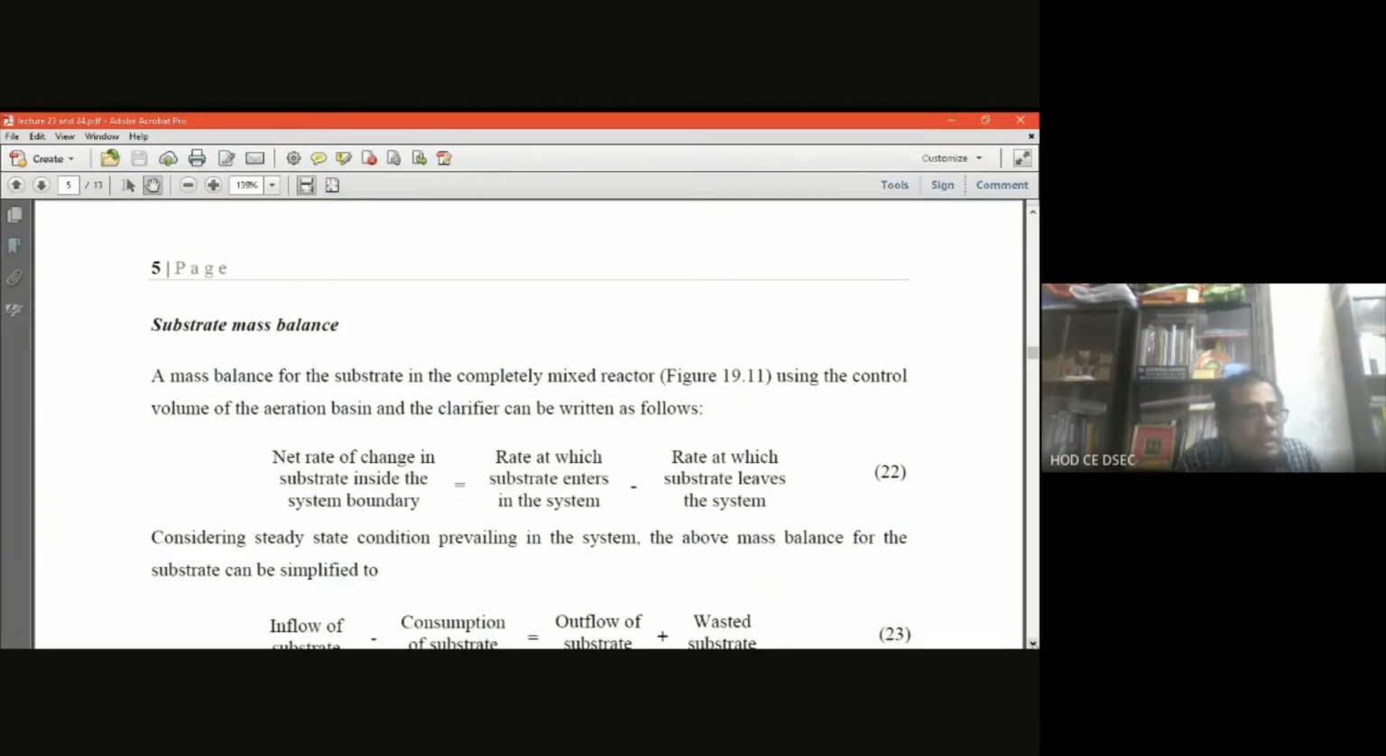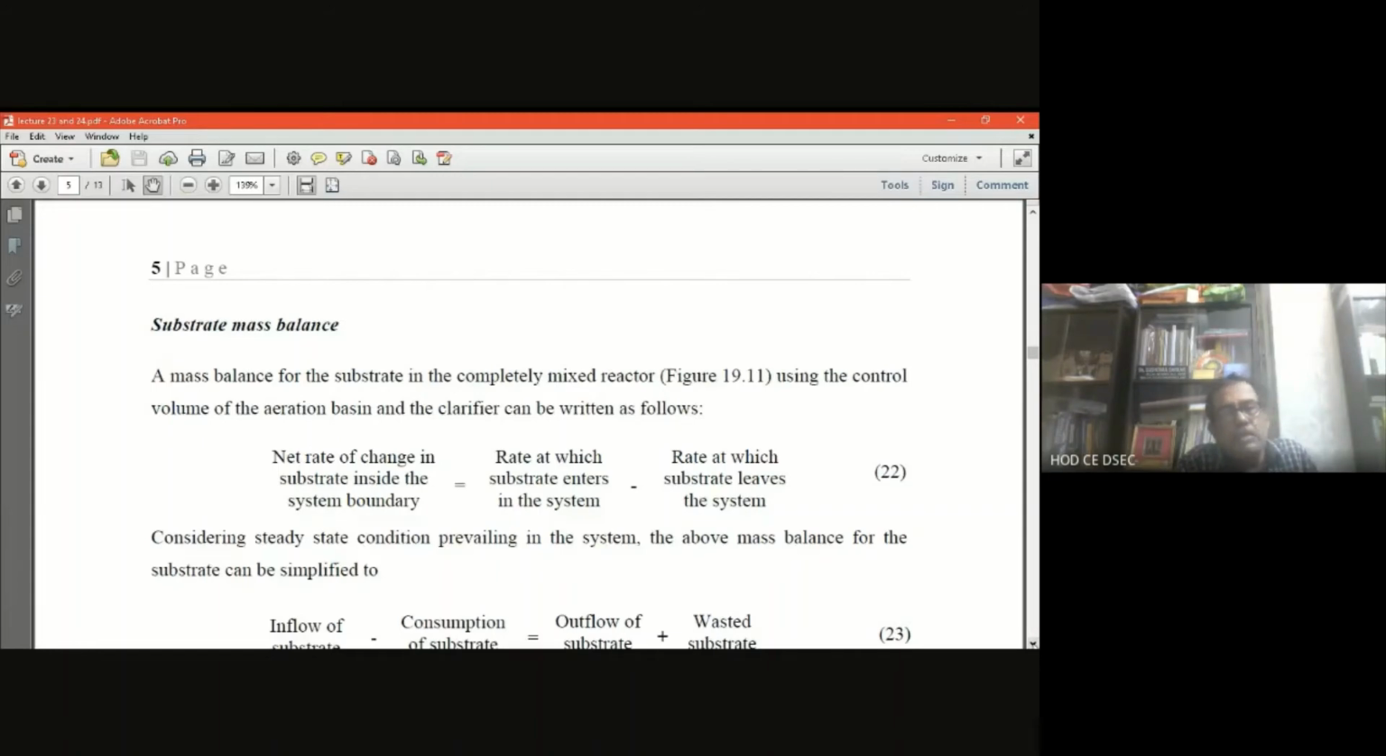Now the substrate mass balance will follow the same concept as the biomass balance. The biomass and substrate are two parallel phenomena which will be observed. One thing will be utilized, another will be growth. The substrate is gradually decreasing as it is utilized by the bacteria, and the biomass growth will be increasing. So these are simultaneous processes.